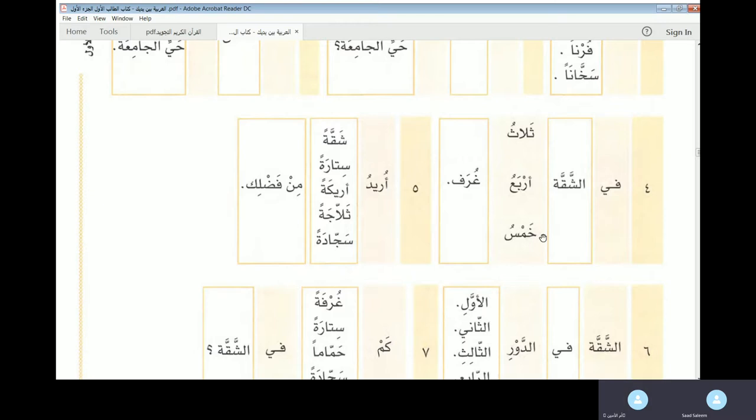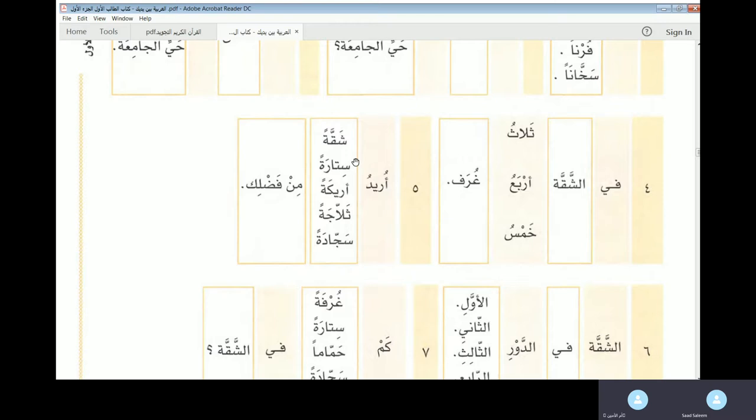Fi shaqatin khamsu guraf. In the apartment there are five rooms. Uridu shaqatan min fadlik. I want an apartment, please.